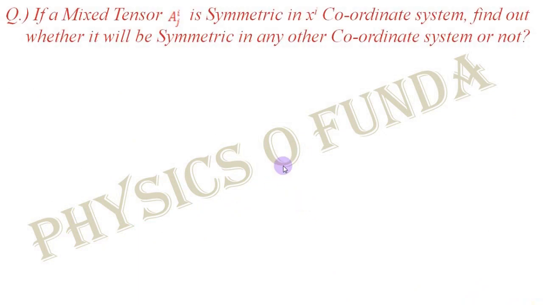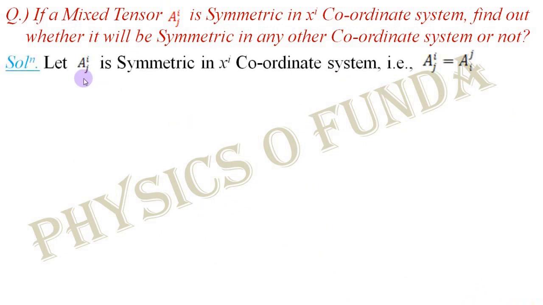Now, we consider a problem regarding a mixed tensor. We consider a mixed tensor Aij, where i is the contravariant index and j is the covariant index. It is symmetric in unbarred coordinate system. We have to find out whether it is symmetric in any other coordinate system or not. For that, let us start with that mixed tensor symmetric in unbarred coordinate system. That means Aij is equal to Aji.